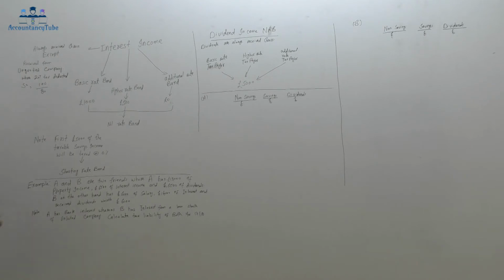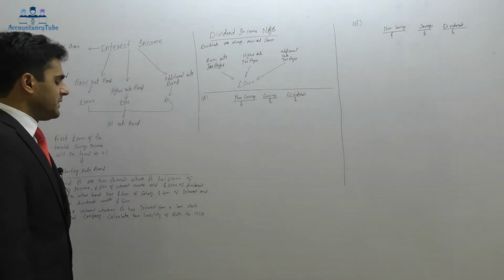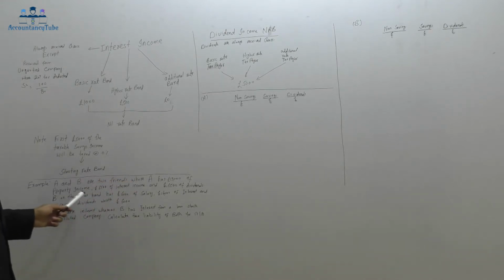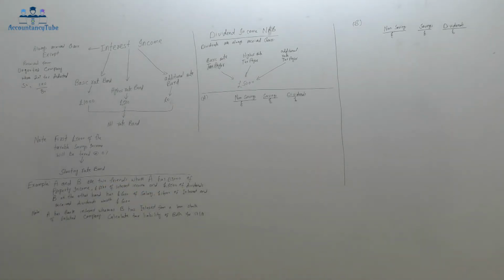Right. So in the example, it says A and B are two friends, where A has £13,000 of property income, £6,500 of interest income, and the same amount, £6,500 of dividend income as well. So that's the information about A. So I will read it out to you again, because I think you might not be able to see it. So that's why I'm reading it out to you if you want to write down this example. So it says A and B are two friends, where A has £13,000 of property income, £6,500 of interest income, and £6,500 of dividend. So that's A.